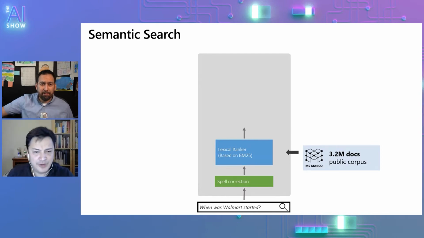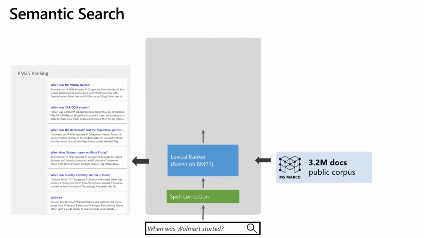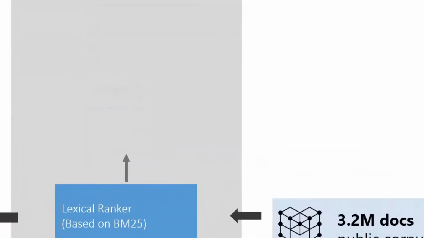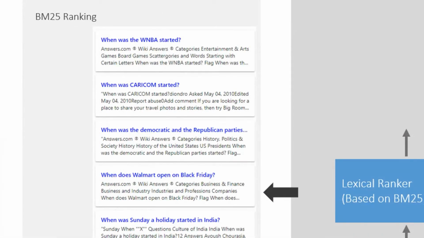So let's give you an idea of what it looks like if I run this lexical ranker. This is the type of documents that I get. I get results like, when was the WNBA started? When was CARICOM started? When was the Democratic and Republican Party started? So a bunch of documents in this corpus that have when, was, and started in the title.